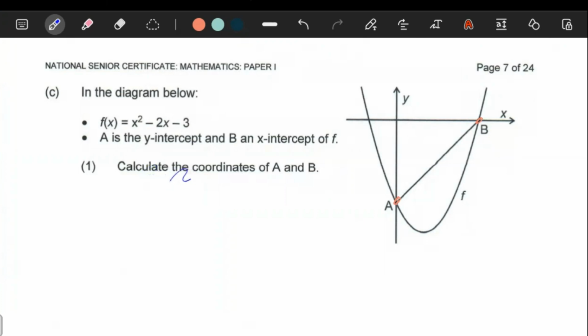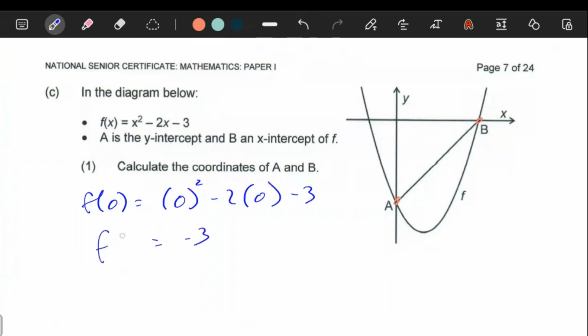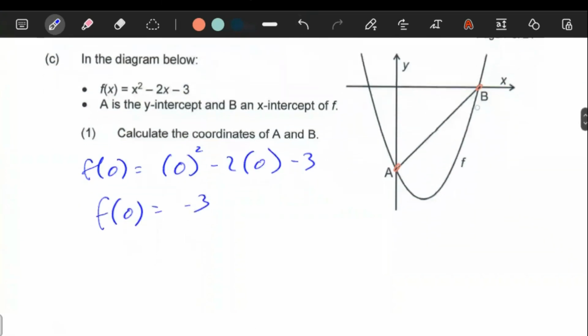But anyways, calculate the coordinates of A and B. So A is just a y-intercept. You have to make x a 0. Fortunately, we can see it's just a -3 here. So it's okay. So this is -3, right? There you go. So here you can say A, x value is 0, y value is -3. For B, you make y as 0.